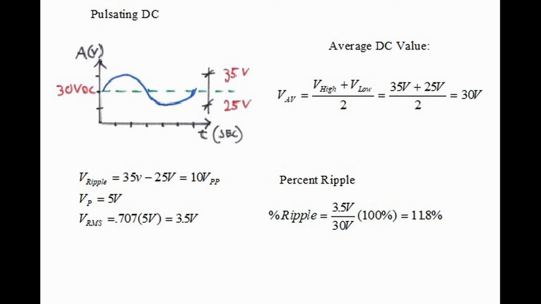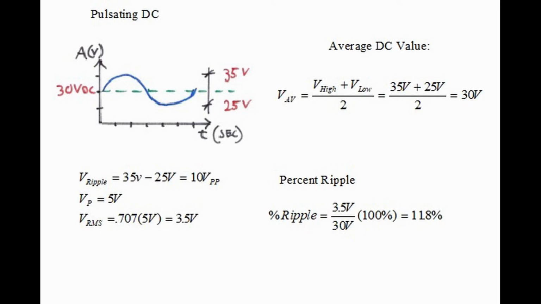We could say then that we have a 30 volts DC level with a ripple voltage, and that the ripple voltage is calculated to be 35 minus 25, which is equal to 10 volts. So the AC signal is really a ripple with 10 volts peak to peak. If we have 10 volts peak to peak, that means we have 5 volts peak. And then we multiply that: 0.707 times 5 volts is equal to 3.5. So the RMS value of my ripple voltage is 3.5 volts.